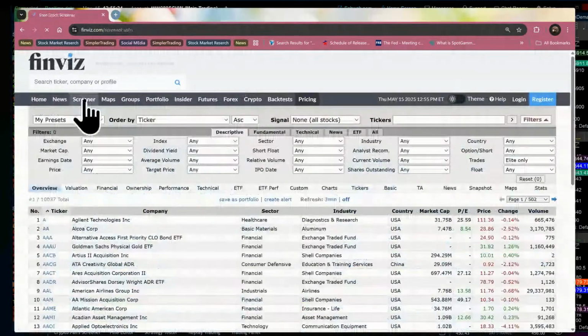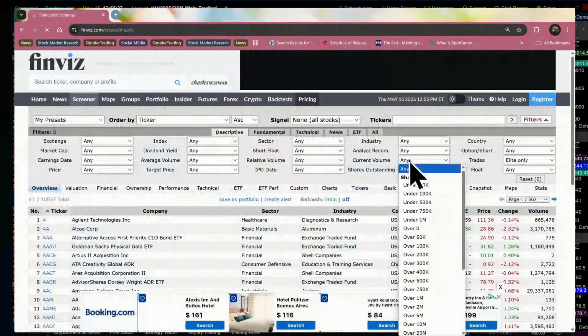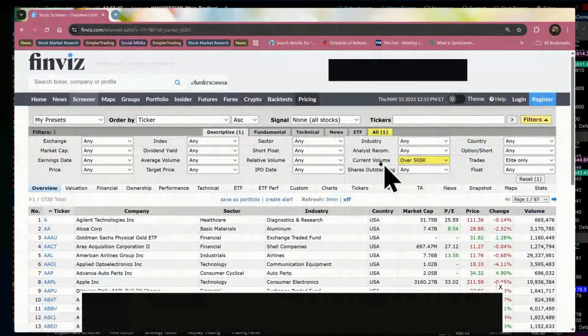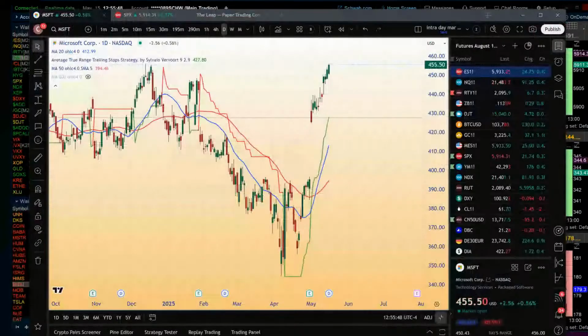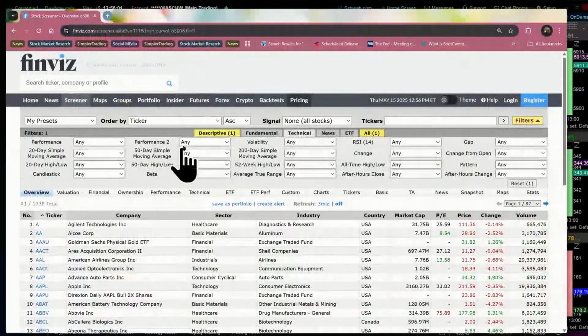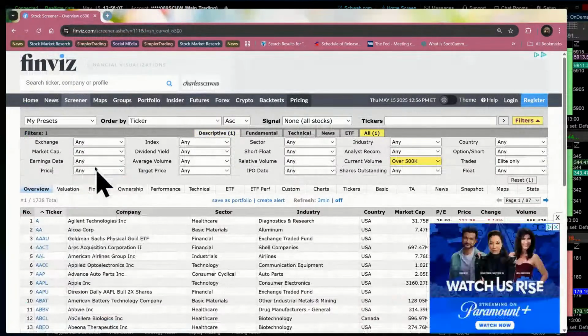And I'll take active stocks. So let's say over 500,000. Then all I'm doing is I want to take stocks that are over, let's say, 50. So let's take stocks over 50. So we're taking active stocks.